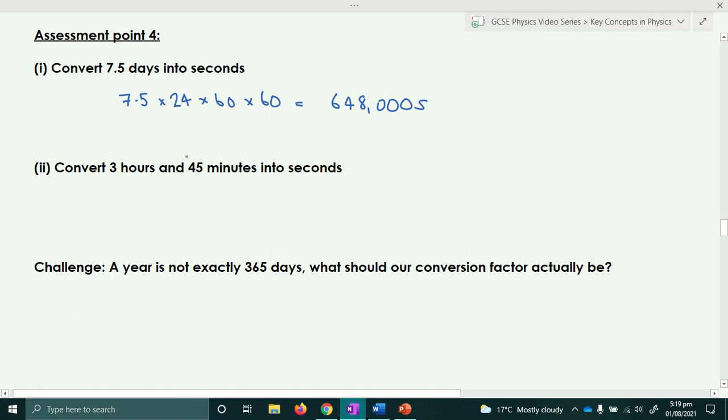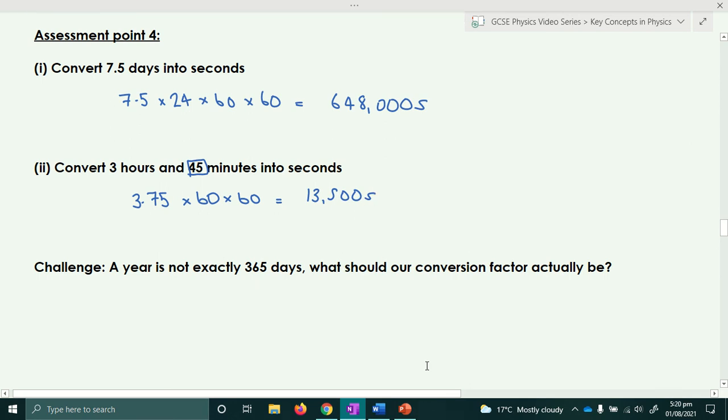There we go. Then we've got 3 hours and 45 minutes. So this is 3 3/4 of an hour. So 45 minutes is 3/4 of 1 hour, and so that's where this 0.75 has come from. So times by 60 turns it into minutes. Times by 60 turns it into seconds. So let's pop that into the calculator. 3.75 times 60 times by 60 gives us a still reasonably large number of seconds, but then it's quite a few hours, so that makes sense.